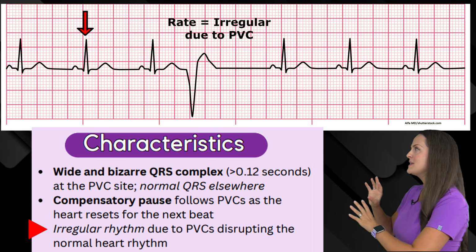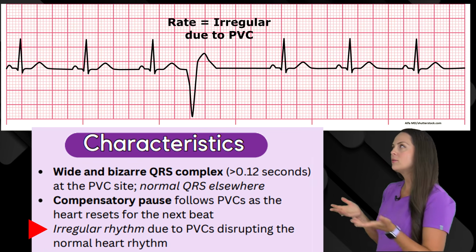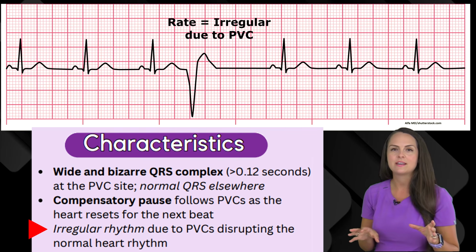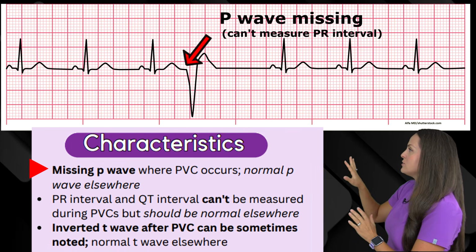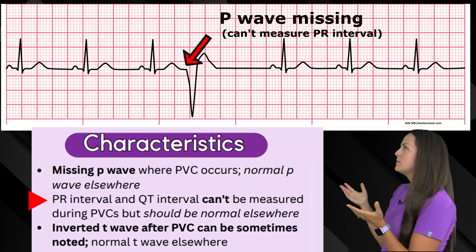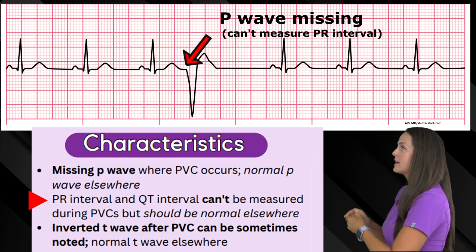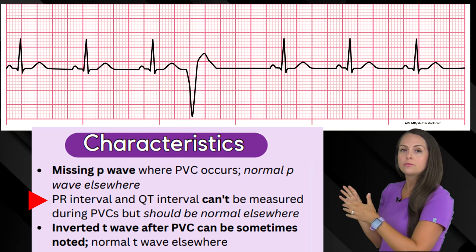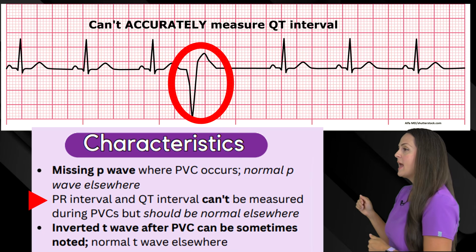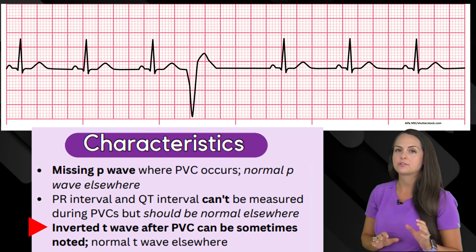Also, because all of a sudden we have this premature contraction, it's going to throw off the regularity of our rhythm. So our rhythm is going to be irregular, but the underlying rhythm that's outside of that PVC is typically regular. And you're not going to see a P wave. He is missing. And because our P wave is missing, you're not going to be able to measure the PR interval within that premature ventricular contraction. Your QT interval, you can't really measure it accurately because we have this wide, bizarre QRS complex. And sometimes, not all the time, but sometimes you can see an inverted T wave after that PVC.